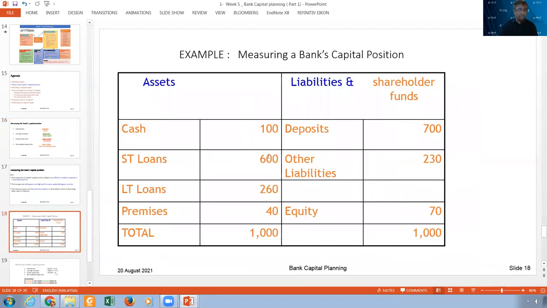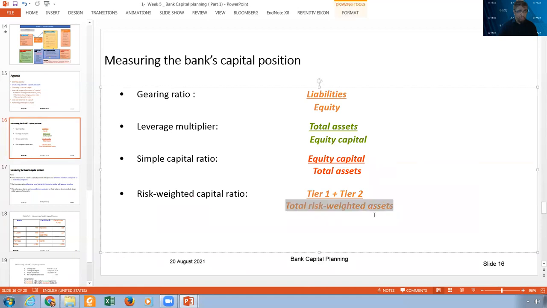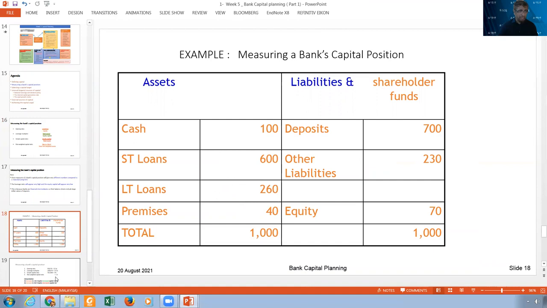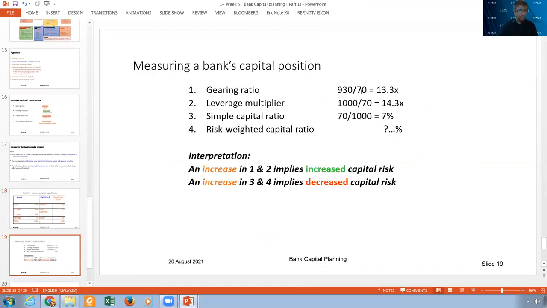So if you have this balance sheet and you want to calculate the capital according to those 4 ratios, you can calculate all of them except for this one, because I don't know what the risk-weighted assets are. There is nothing here about the risk-weighted assets. So I will calculate the gearing ratio to be 90 over 13 times. This one to be 14 times, this one to be 7%, and this one I don't know.